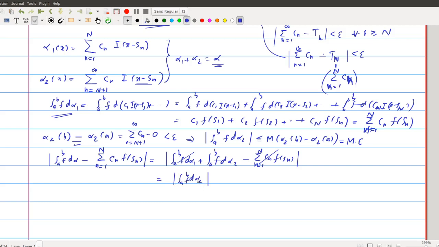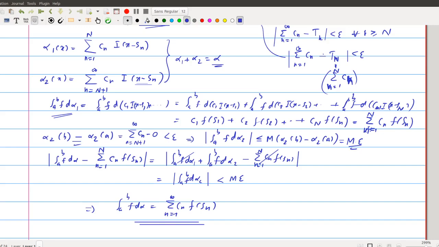But this quantity is less than M epsilon. So for every epsilon greater than 0, there exists N such that this, which is the sequence of partial sums of our series, minus this quantity is less than M epsilon, which implies the sequence of partial sums converges to this. Or the integral a to b f d alpha is the sum n equal to 1 to infinity cn f of Sn by definition. Okay, so this is the proof of theorem 6.16.